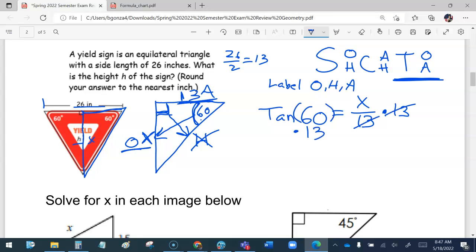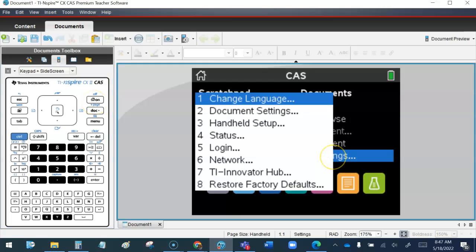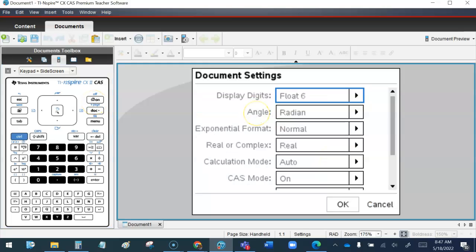So what I want to do is tan 60 times 13 in my calculator. What I do want to double check is in my settings, number 5, 2. Oh, look, I'm in radians. This has to be in degrees. Okay, your second option has to be in degrees.